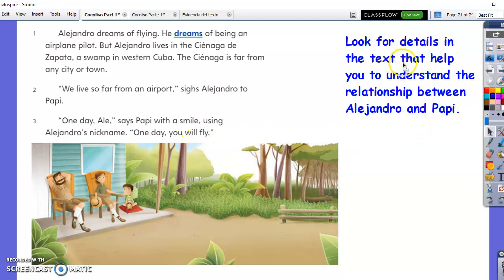Look for details in the text that help you understand the relationship between Alejandro and Papi. I can tell Alejandro's a little down in the dumps about not being close to an airport, and here you can see his dad is trying to cheer him up.